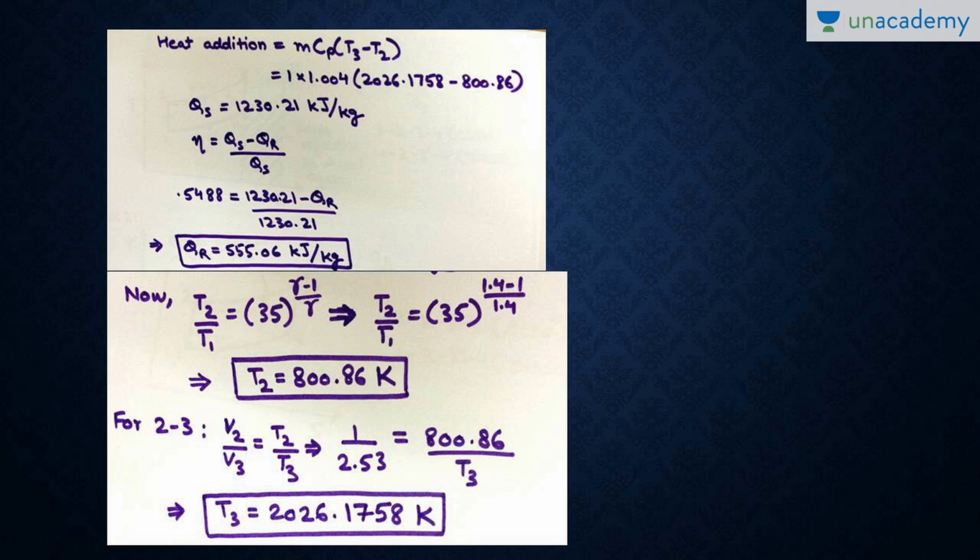So the value of heat addition is m Cp (T3 minus T2). M is 1, Cp is given in the question, and T3 minus T2. So the heat supplied is 1230.21. Heat supplied we have calculated.